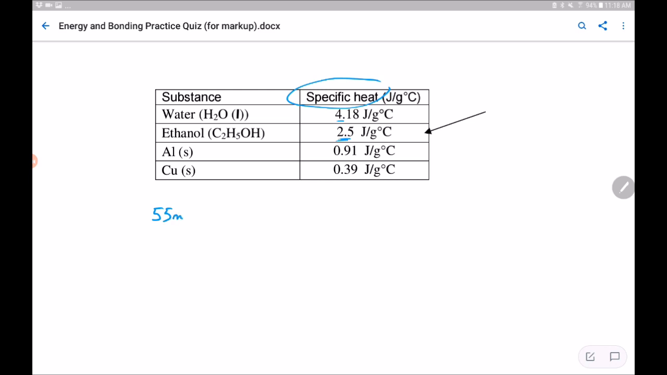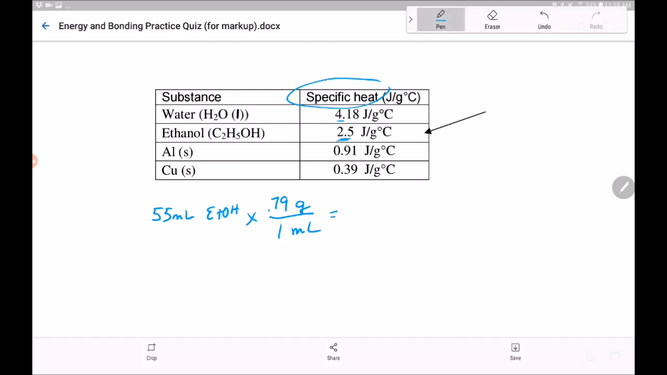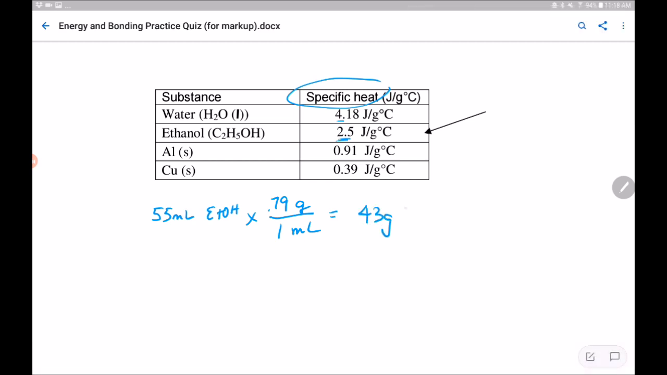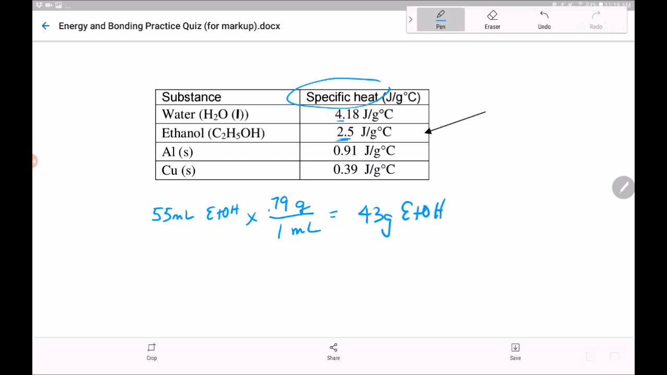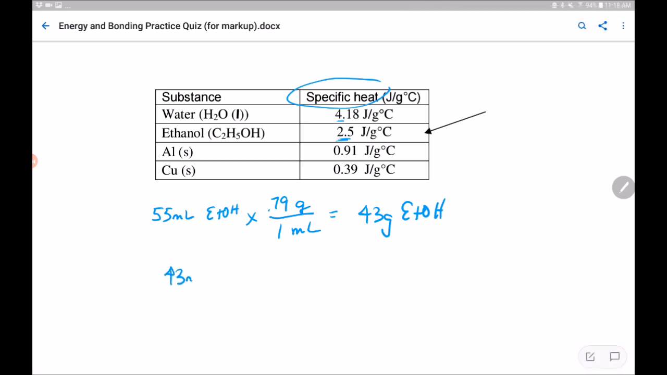55 milliliters of ethanol. That's not 55 grams. I need the density. Density of ethanol is 0.79 grams per milliliter. So that's something you'd have to look up. But once we do that, then we can say we actually have 43 grams ethanol. 43 grams of ethanol goes into the equation.